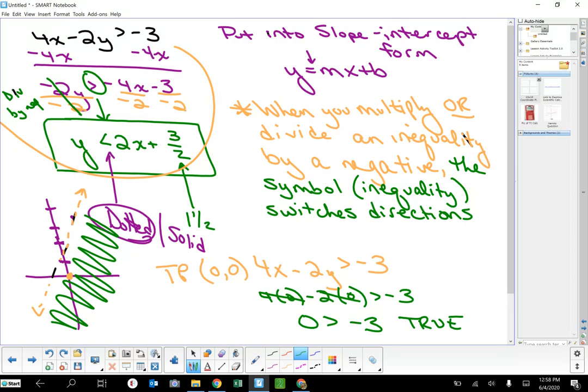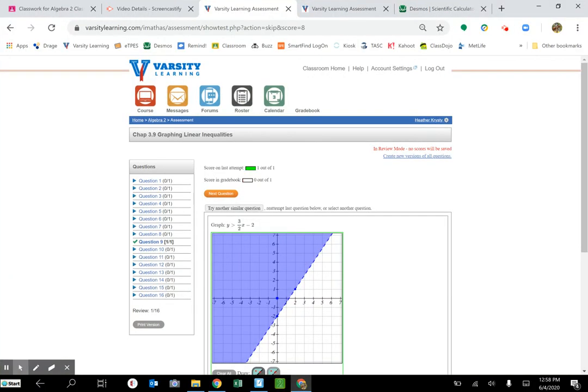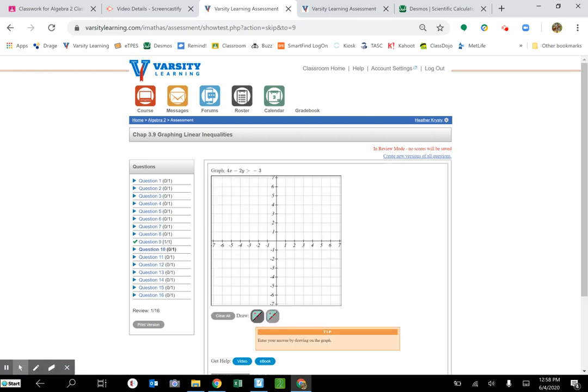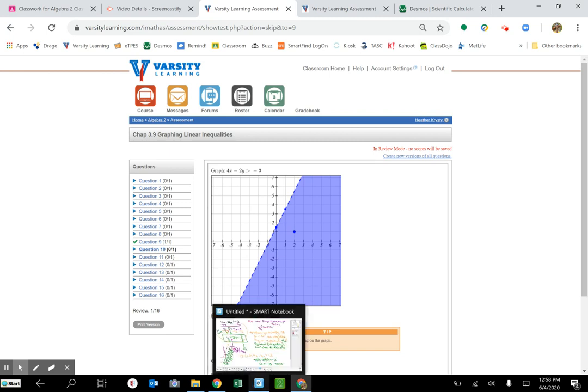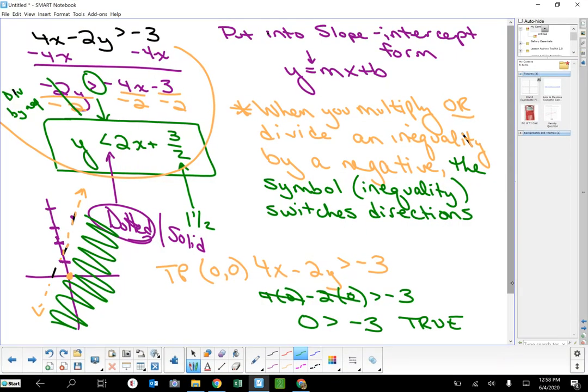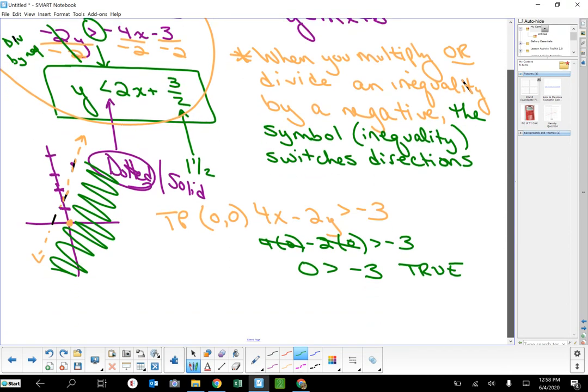Okay. So let's go graph that over there. I'm going to go to question 10, and I'm going to plot this real quick. Dotted line up to 1 1/2, and then up 2 over 1, shade somewhere over here, and then you would be done. Okay? So that is all that's going to happen with this whole section, and we are done with chapter 3. Toodaloo!